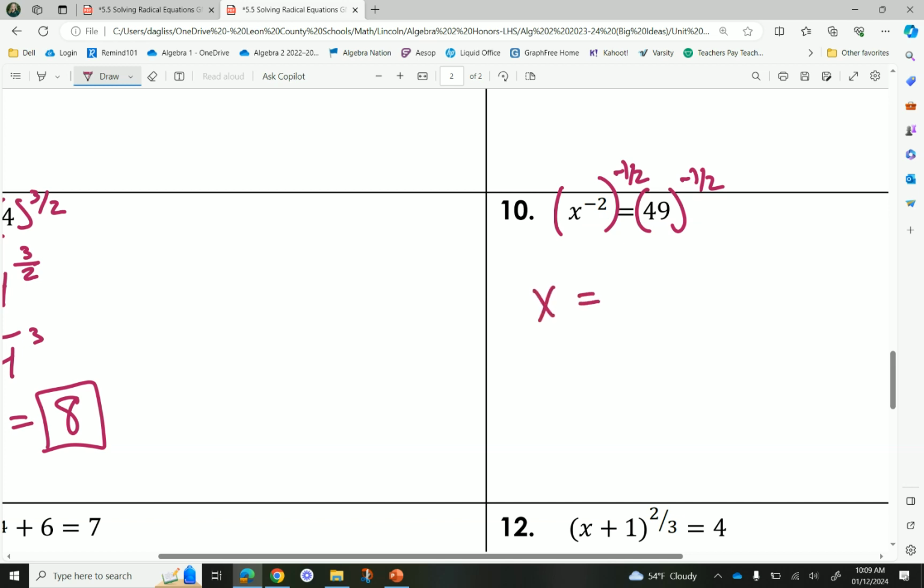The negative does something to my 49. Remember, there's a rule. It's telling you it's in the wrong spot. So 49 should really be what? 1 over 49 to the power of 1/2. And we know the power of 1/2 is the same thing as square rooting. So what is the square root of 49? 1/7.